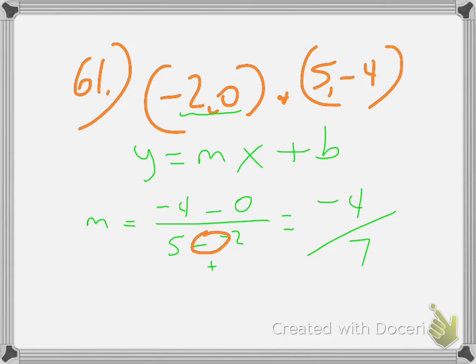If you're really stuck, graph those points. Minus 2, 0, and 5, minus 4, and then you'll see it is going down. Then you can count the points. It's the same thing as subtracting, like counting. All right, we're halfway there.